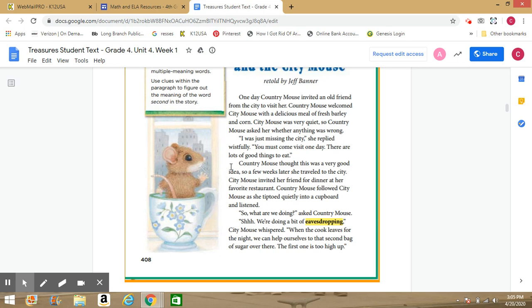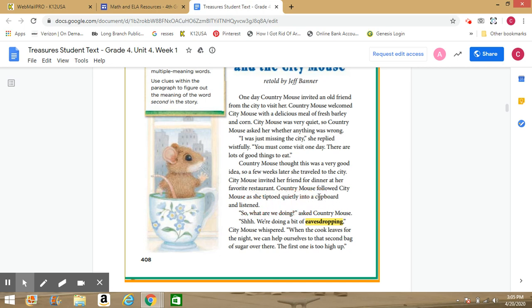So I'm going to start at this paragraph, and as I'm reading, I want to think about, what do I see in my brain, and what is happening that might help me understand what the theme is. It says, Country Mouse thought this was a very good idea, so a few weeks later she traveled to the city. City Mouse invited her friend for dinner at her favorite restaurant. Country Mouse followed City Mouse as she tiptoed quietly into a cupboard and listened.